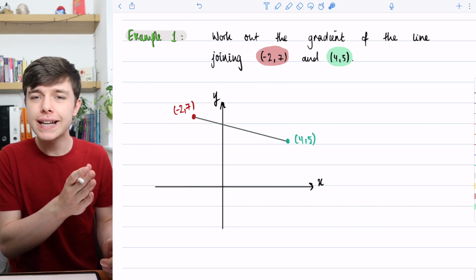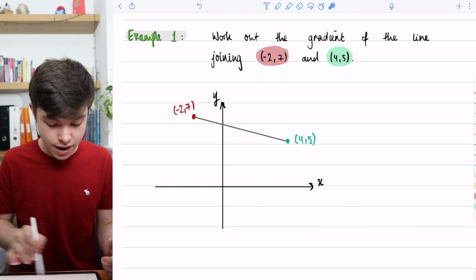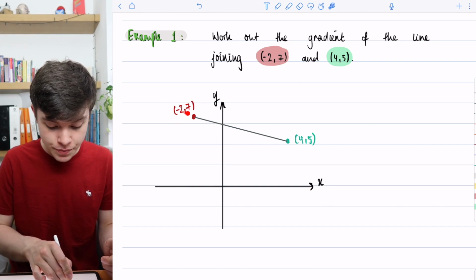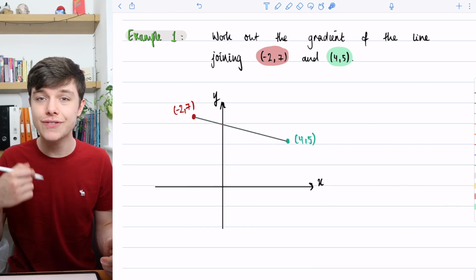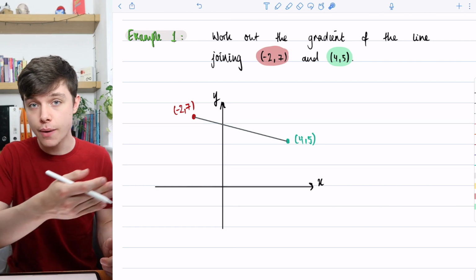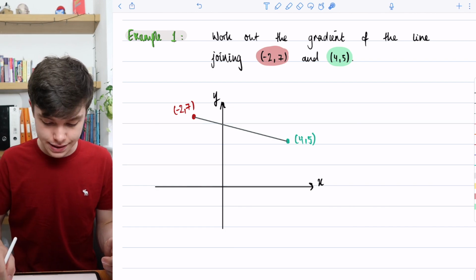You also look at it like you're reading a book. You go from left to right. We're starting at this point, and we can see the line is going down the page. So it's going to have a negative gradient. It's going down, so it's going to be negative.